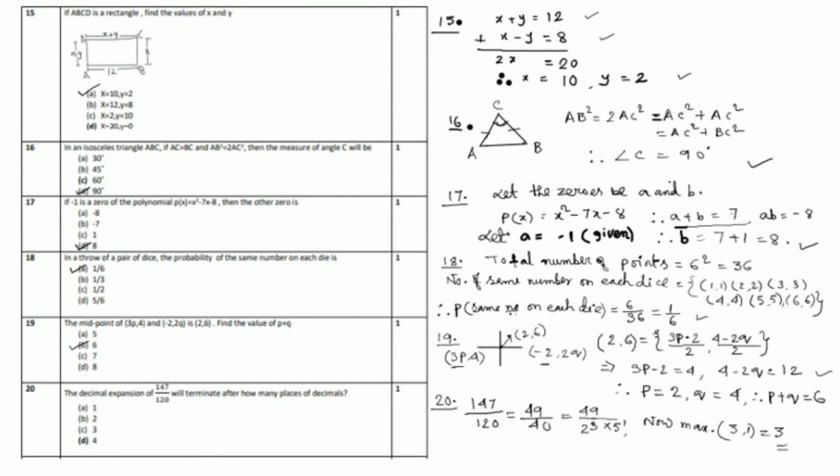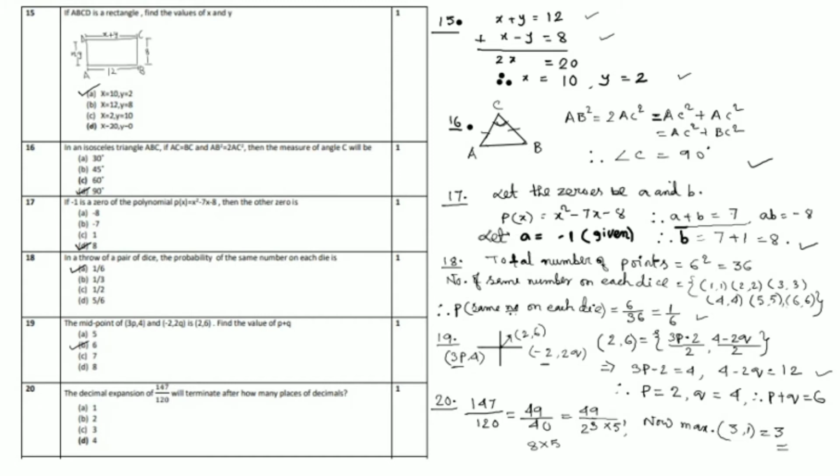Now number 20, the decimal expansion of 147 by 120 will terminate after how many places of decimal? Okay. The question is, after how many places of decimal the expansion will terminate? We can write it as 147 divided by 120, dividing numerator and denominator by 3. So it will be 49 and it will be 40. We can write it as 49 divided by 40, means 8 into 5. 8 will be 2 cube into 5 means 5 to the power 1.